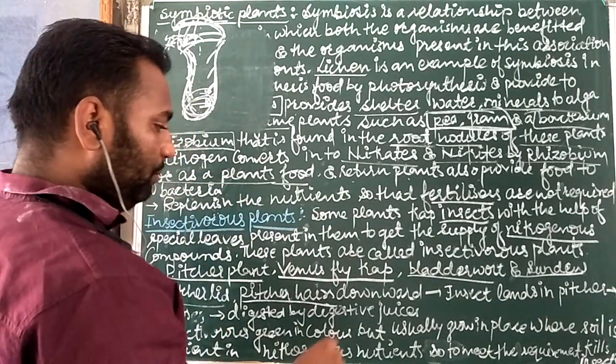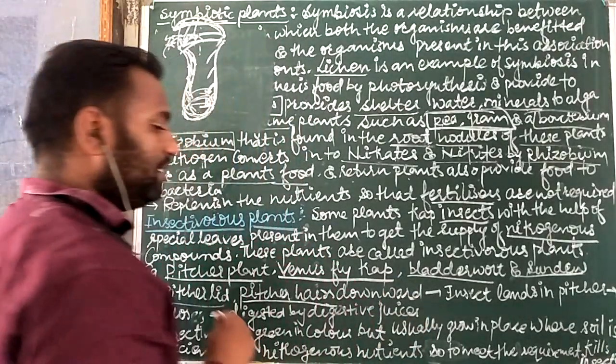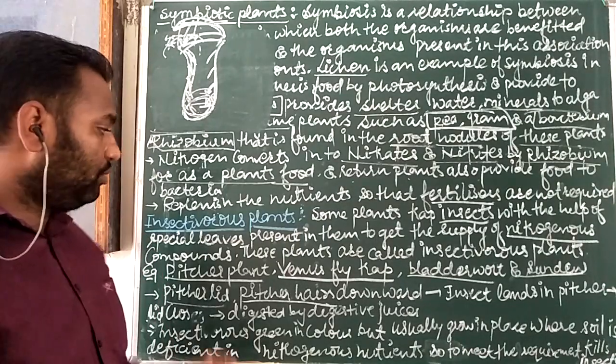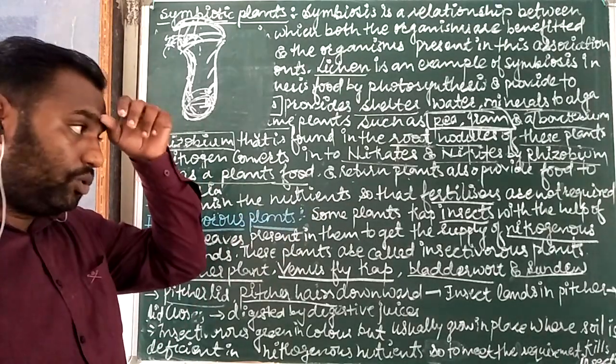Understood? Okay, so look, digestive juice. So this is the process of how insectivorous plants trap insects.